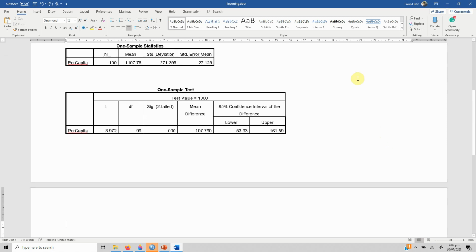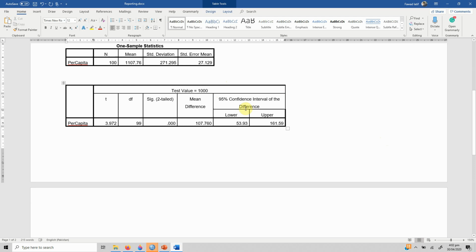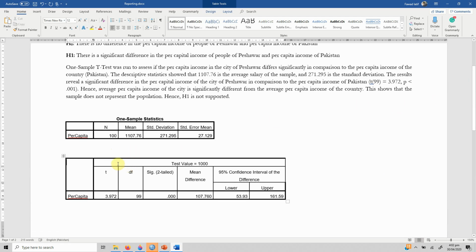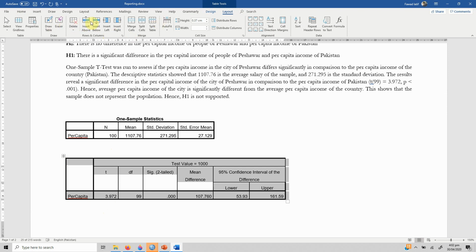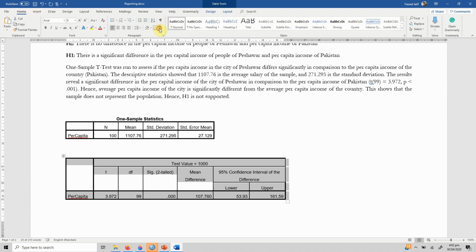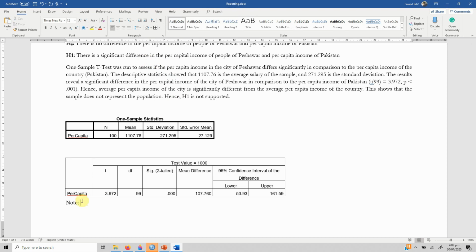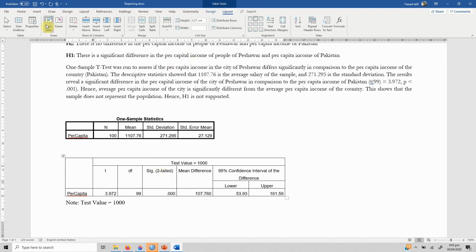The tables, if they are pasted in here, can be formatted to show the results. We can merge these two tables. We can put the test value at the end as a note. So in order to do this, let's note test value: 1000. Layout. We do not need this now.